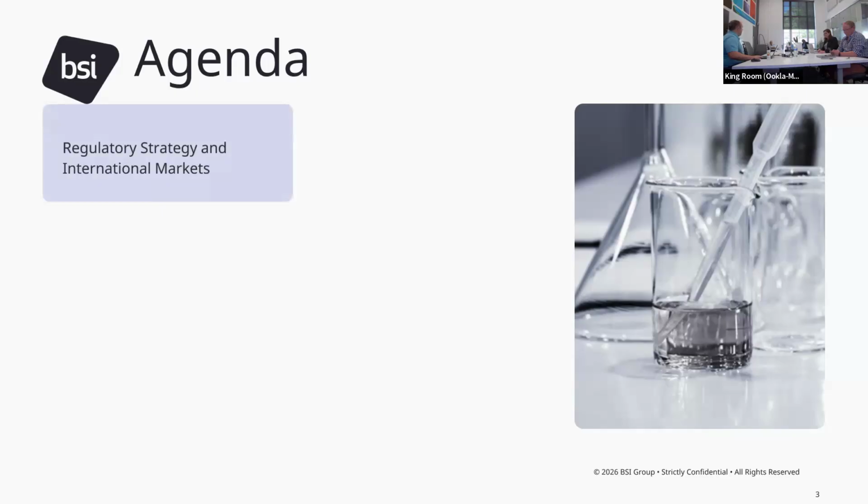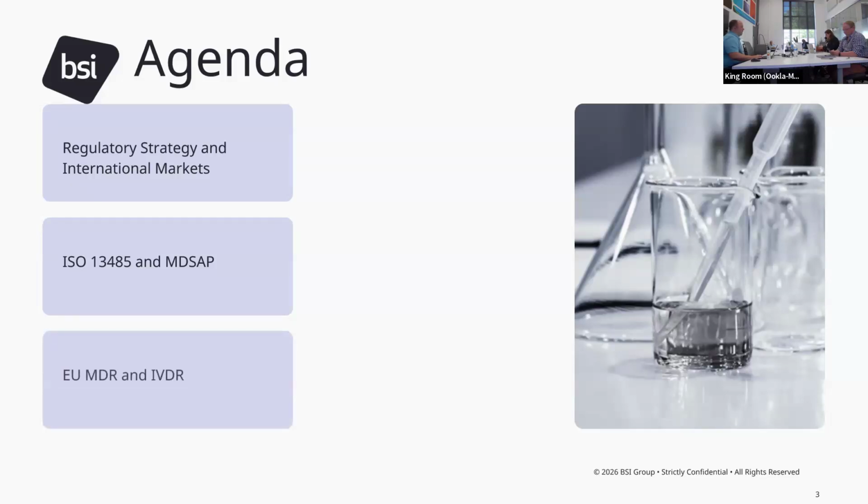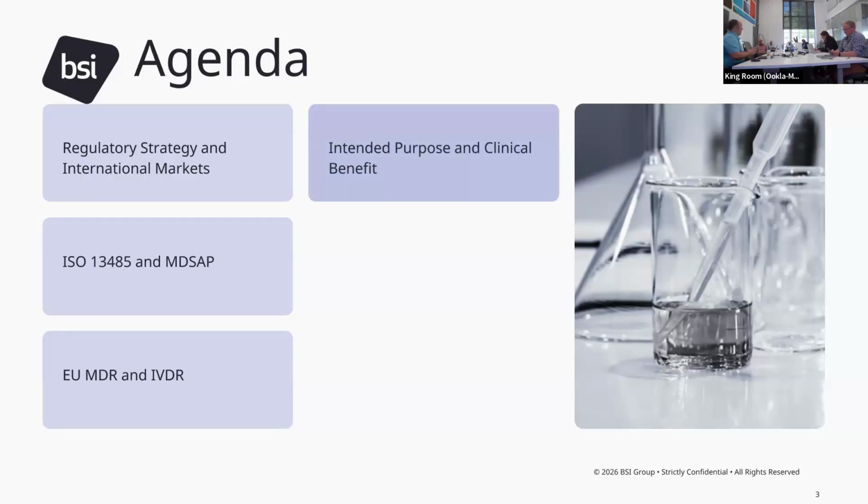So we'll talk a little bit about how the international markets work. We'll talk about ISO 13485 and MDSAP, which are certification programs. And then EU MDR and IVDR, which is how you actually get your device certified so you can sell it. And then we'll talk about intended purpose and clinical benefit, which are really the foundations for how you think about describing your device and getting it clinically approved.